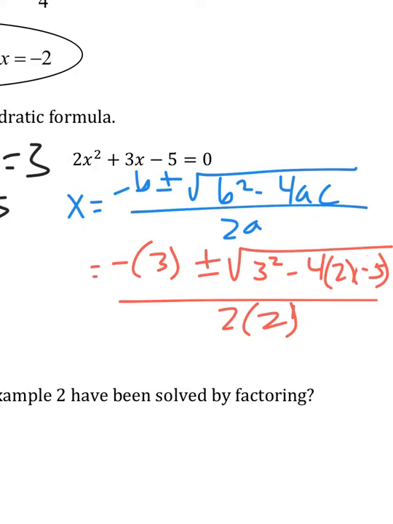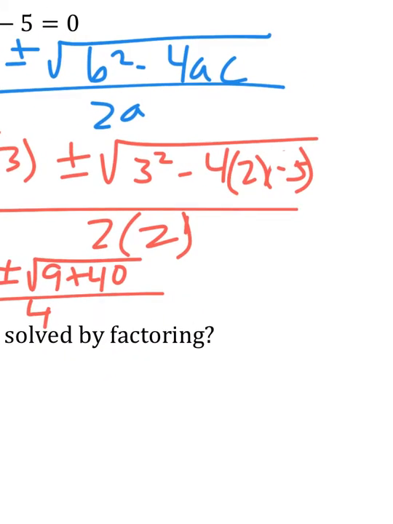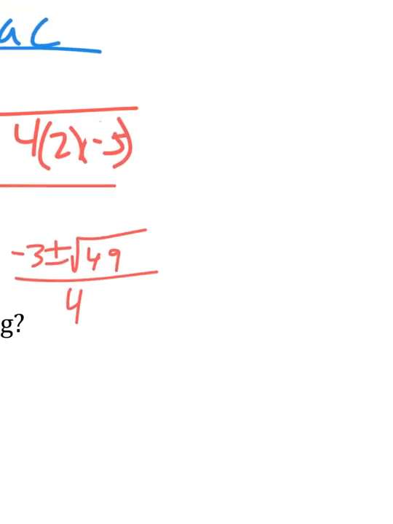Okay, so this is going to be negative 3 plus or minus the square root of 9 plus 40 all over 2 times 2, which is 4. And that works out nice because that 49 is going to be able to take the square root, right? Plus or minus the square root of 49. Okay. And we know the square root of 49, right? 7. So this is negative 3 plus or minus 7.